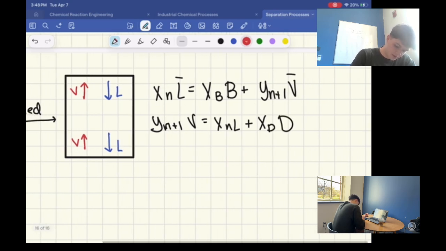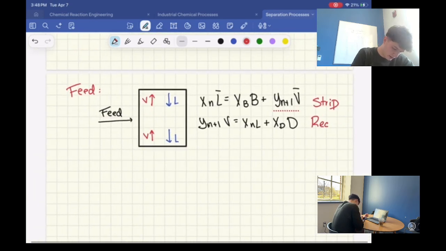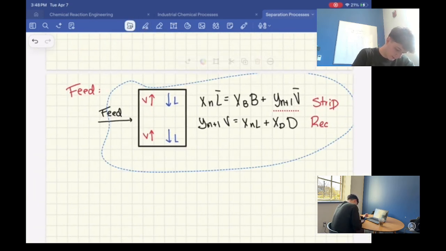And I will label this. This is our stripping section, and this is our rectifying section. Let's move this over a little bit.